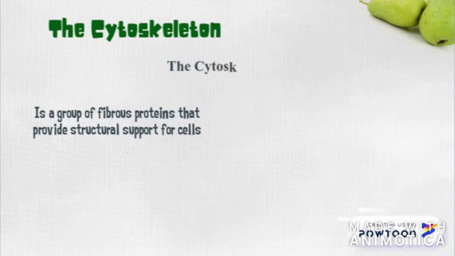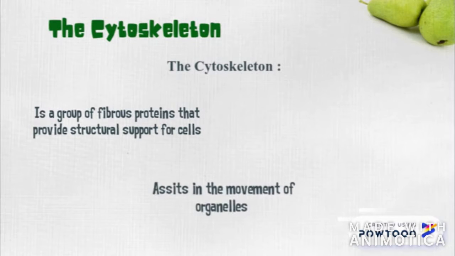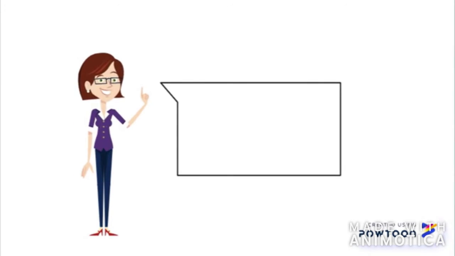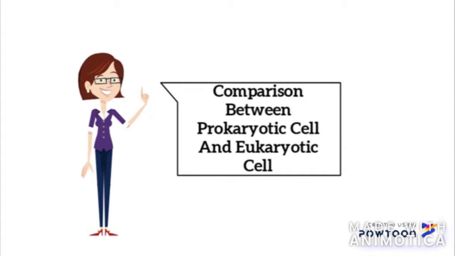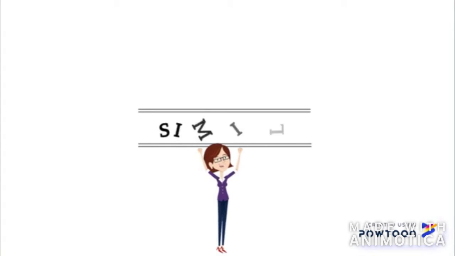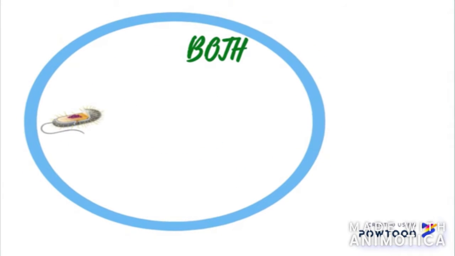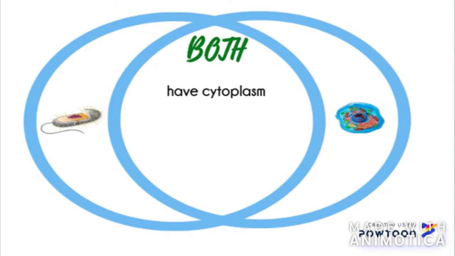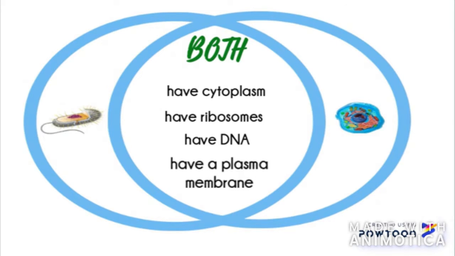The cytoskeleton. The cytoskeleton is a group of fibrous proteins that provide structural support for cells and assist in the movement of organelles. Next, we will talk about the comparison between prokaryotic cell and eukaryotic cell. Let's begin with their similarities. Both prokaryote and eukaryote have cytoplasm, have ribosomes, have DNA as their genetic material, and have a plasma membrane.